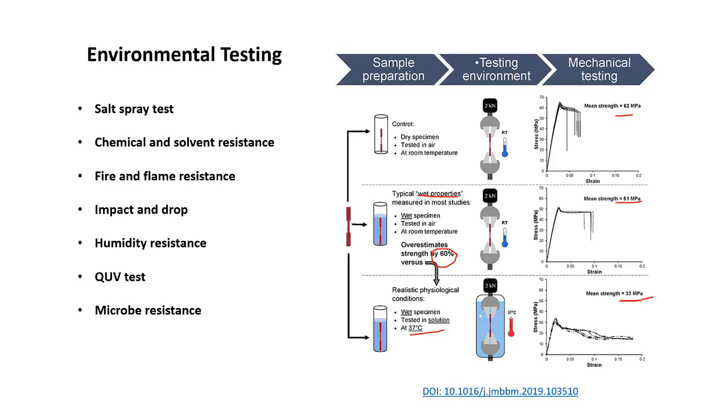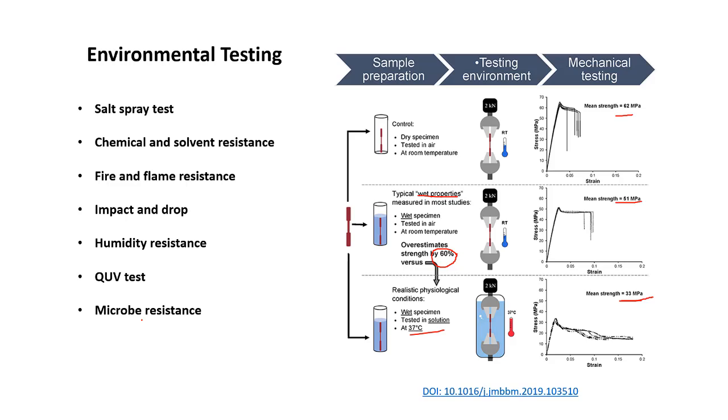And we have microbe resistance also. Suppose if we want to check the biodegradability of the polymer, then in that case the microbe resistance can be checked. Basically we can culture microbes in the atmosphere, and then we can keep the polymer there, and with time we can check how much the microbes are decomposing the polymer.